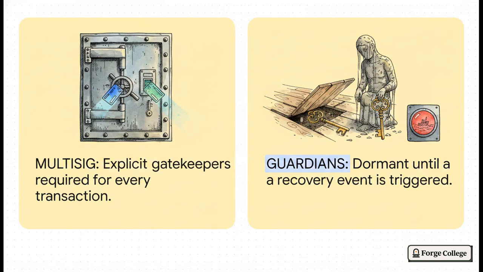Understanding the nuance between similar ideas is just so crucial. Take multi-sigs versus guardians, for example. On the surface, they both exist to reduce the risk of a single point of failure, right? But mechanically, they are entirely different beasts.